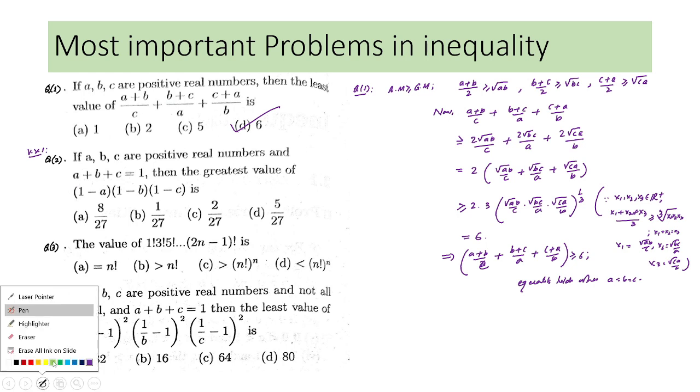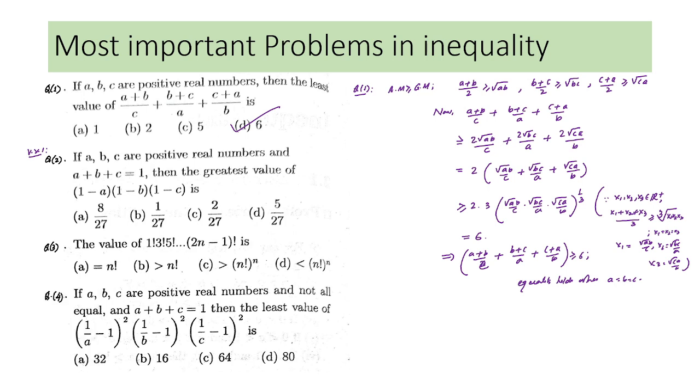What is given in question number 2? If A, B, C are positive real numbers and A plus B plus C equals 1, then the greatest value of (1 minus A) into (1 minus B) into (1 minus C) is, and there are 4 values given. Obviously among these 4 values, one option will be correct. But how will we solve this kind of problem? So how to solve question number 2? Here is the solution, or you can consider it as hints.